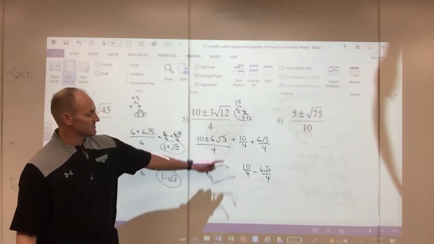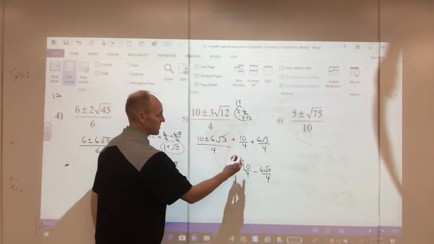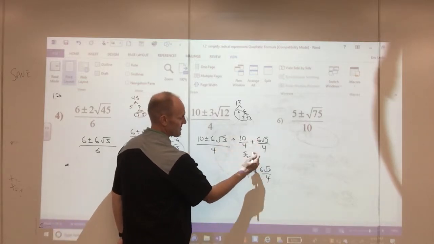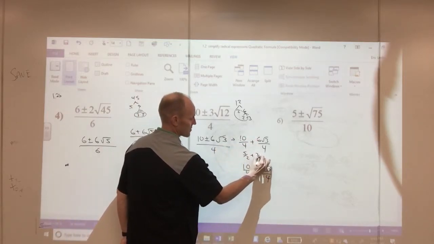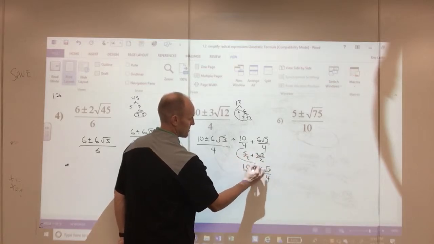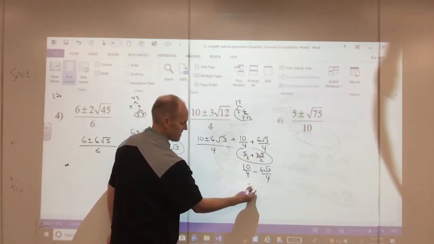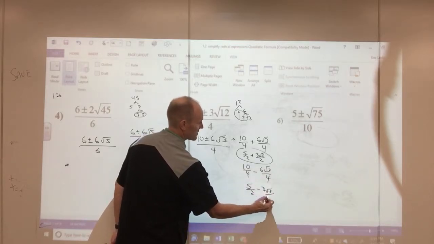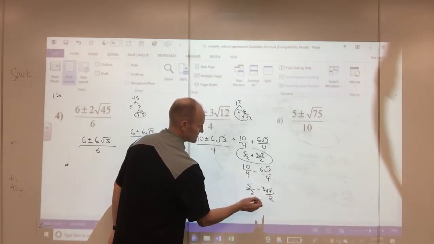If I simplify, I can simplify 10 over 4 to be 5 over 2. Divide down by 2. Here I could also divide down by 2. And this would be 3 square root 3 over 2. On the bottom, same thing. 5 over 2 minus 3 square root 3 over 2.